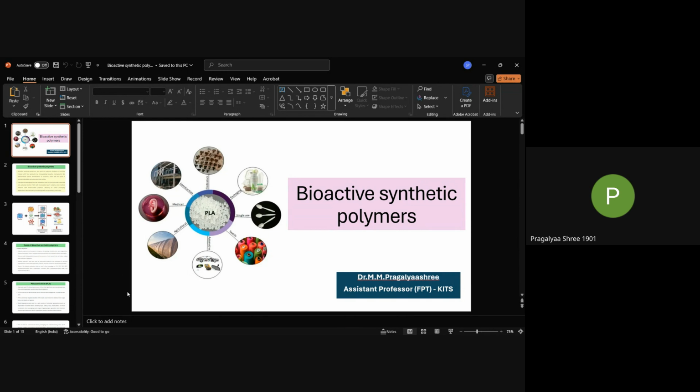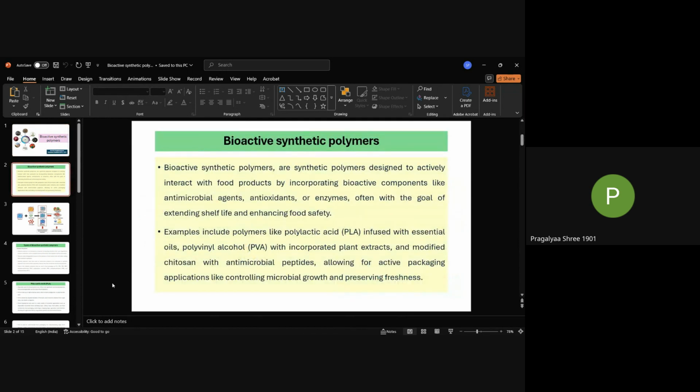Bioactive synthetic polymers are nothing but polymers which are derived from biological sources, but they are categorized as synthetic polymers. Bioactive synthetic polymers are synthetic polymers designed to actively interact with the food products by incorporating bioactive components like antimicrobial agents, antioxidants, or enzymes, often with the goal of extending the shelf life and enhancing food safety. So these types of polymers are called bioactive synthetic polymers. They contain biological components in the system in order to extend the shelf life and the safety of the product.